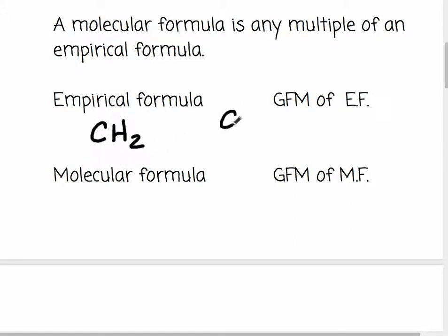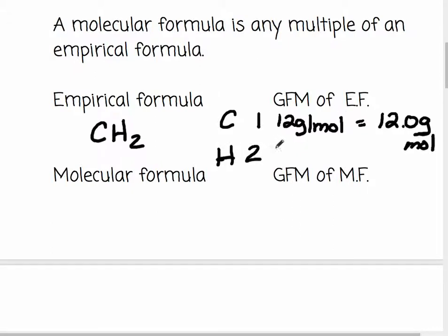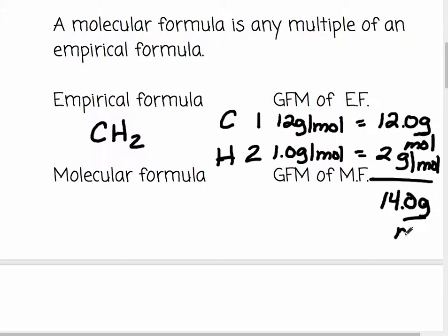So we have a carbon, we have 1 of them, and it weighs 12 grams per mole. That gives me a total of 12.0 grams per mole. And then I have hydrogen, and I have 2 of them at 1.0 grams per mole apiece. So that gives me a total of 2 grams per mole. So 12 plus 2 gives me a total of 14.0 grams per mole, the mass of this empirical formula.